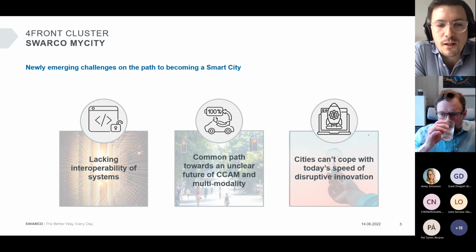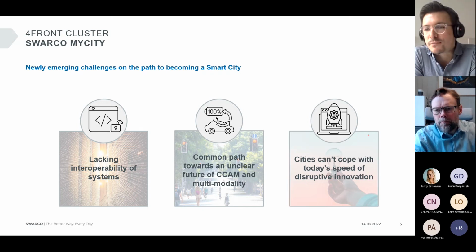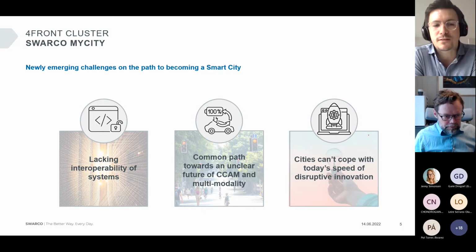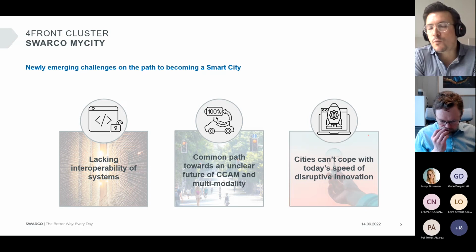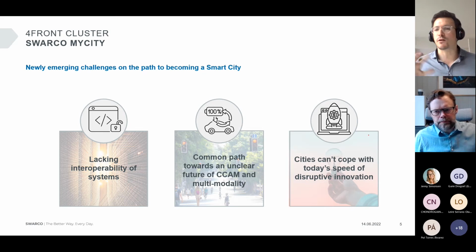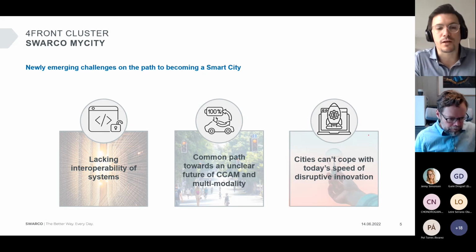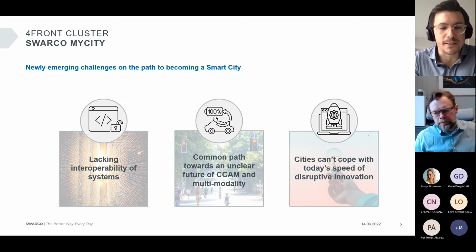So number one, lacking interoperability of systems. Something that we constantly heard in that questionnaire was that cities say, we're in a vendor lock-in. We talk about smart city, we talk about connected city, but our systems are not operating with each other. And once I have a system, I pretty much have some handcuffs on and I'm locked in. So this was one of the big needs.